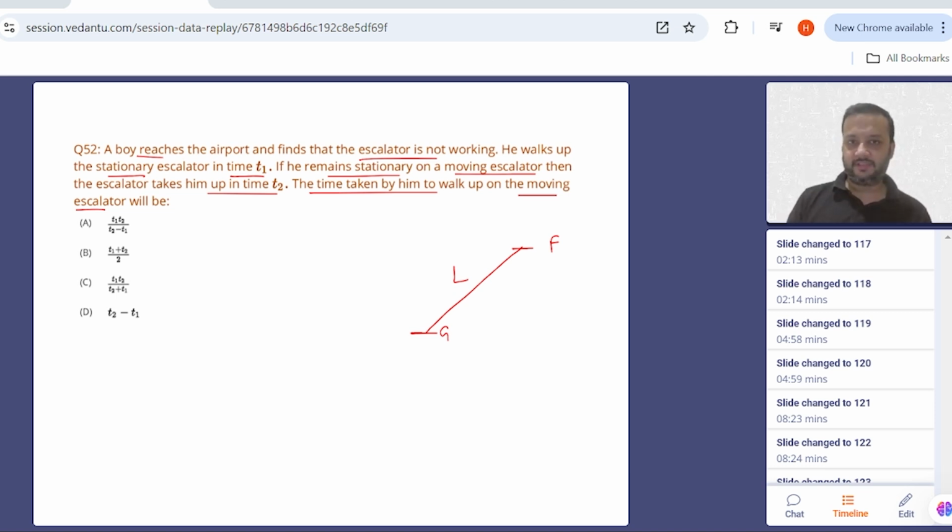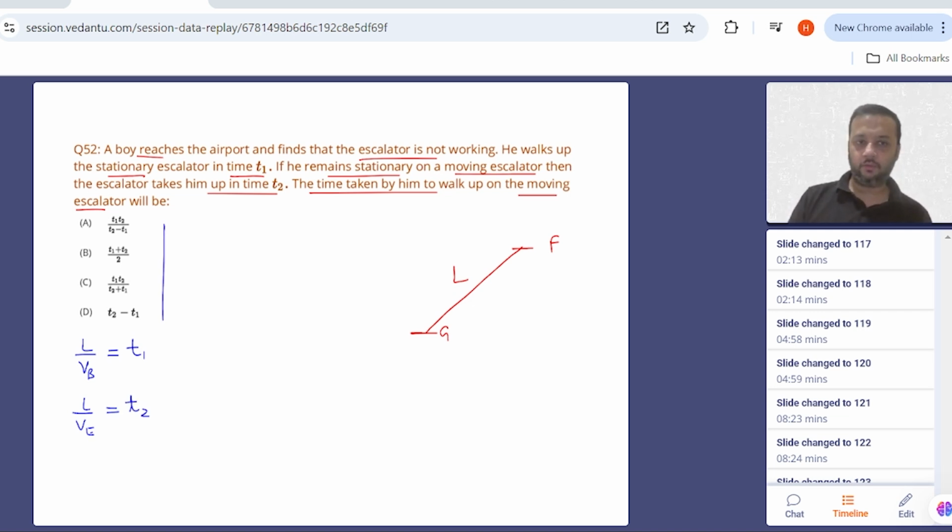Now in the first scenario, when the escalator is not working and only the boy is moving, the time taken is t1. Hence we can say that total distance L upon the speed of the boy, which let us say is Vb, the speed of the boy, will be equal to t1. Distance upon speed is time. In the second case, when the boy is not moving but only the escalator is moving, we can say that L upon the speed of the escalator will be equal to t2.